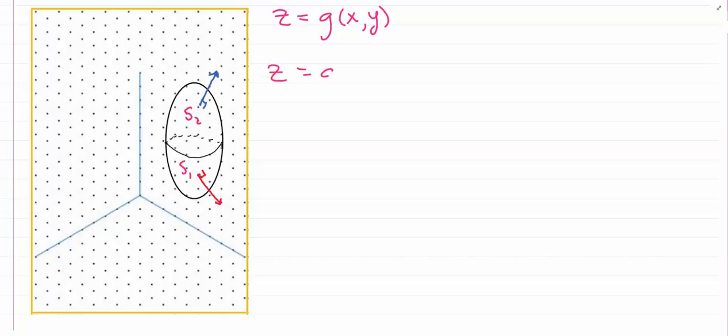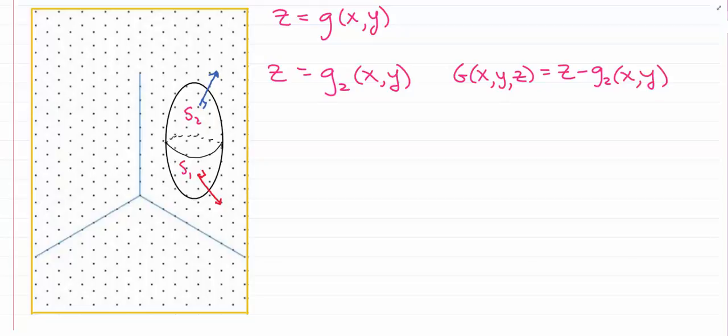So you can see, for example, for this S2, let's suppose Z is equal to G2 of X, Y. And when it comes time to get my normal vector, since it's going outward and upward this way, I'll just say G of X, Y, Z is equal to Z minus G2 of X, Y. And then when we get our gradient for that, we're going to have negative the partial of G2 with respect to x, negative the partial of G2 with respect to y, and then 1.